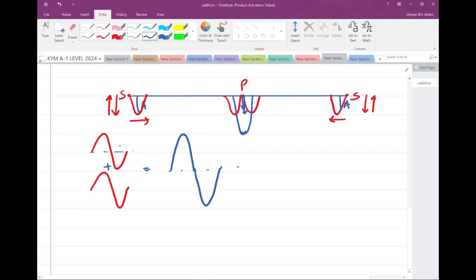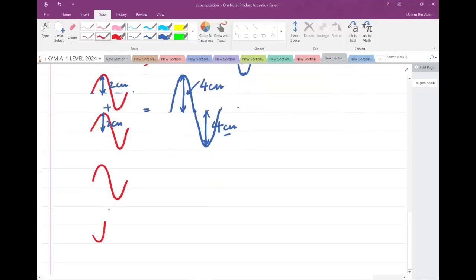Okay, so if this wave had an amplitude of 2 centimeter and this one also had an amplitude of 2 centimeter, their crests will get added together and give you a 4 centimeter amplitude, and their troughs will get added together and will give you a 4 centimeter amplitude as well. So when complete waves interact, interfere, intersect, their crests also get influenced and their troughs also get influenced by each other. They get reinforced.